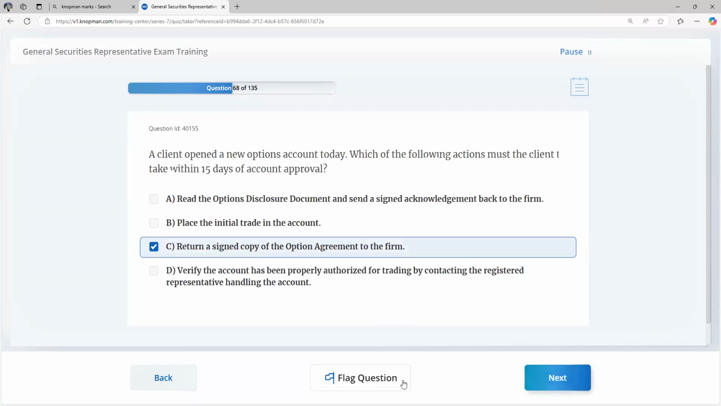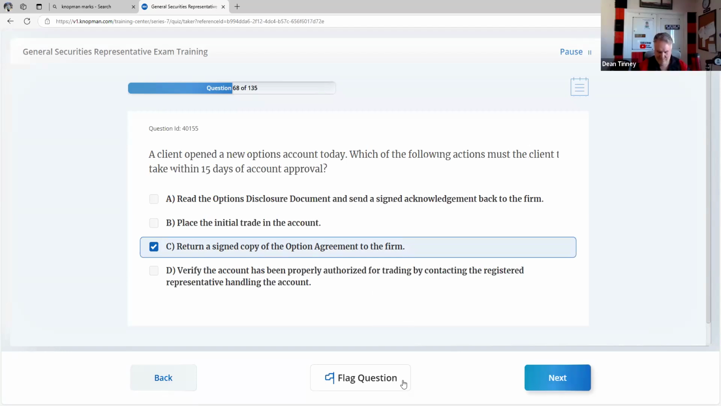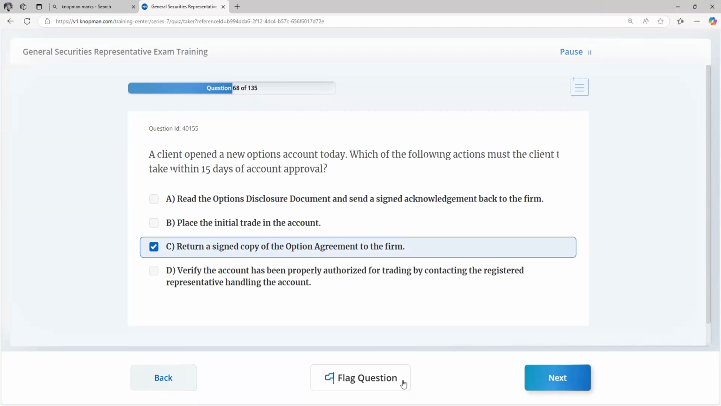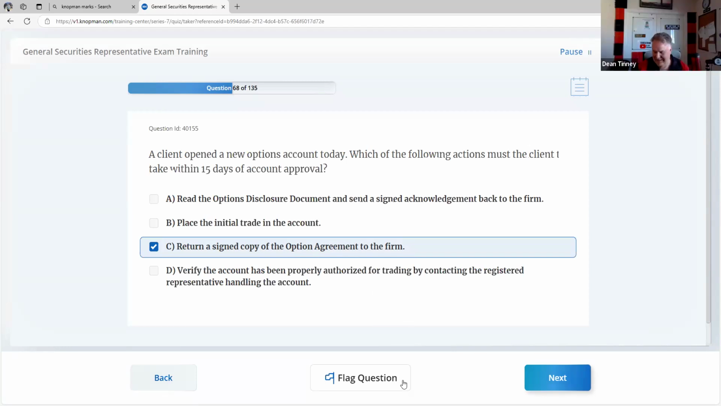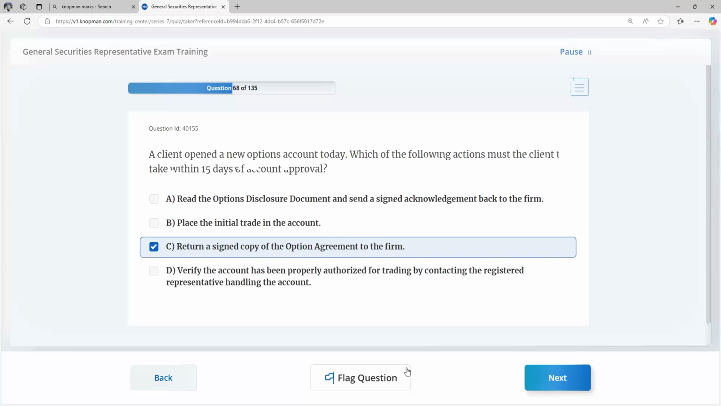Okay, thank God. What if it is late? Then they can't trade, right? All they can do is closing transactions, yeah, closing purchase transactions.